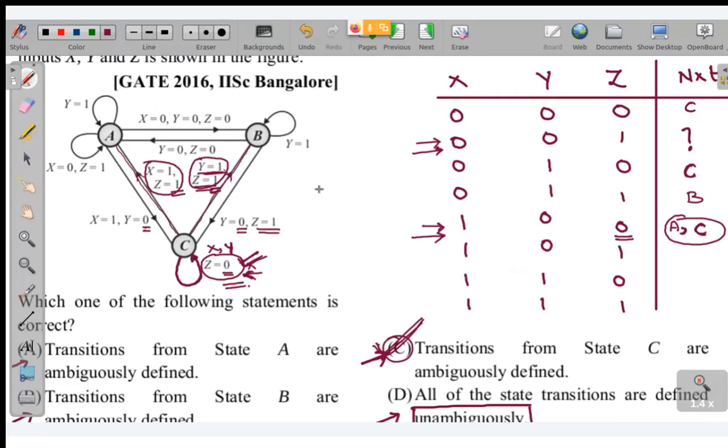Okay. So homework will be, you have to find out for B. Option B, you have to check and see that it is unambiguously defined or not. Okay. So option B, you need to check yourself.